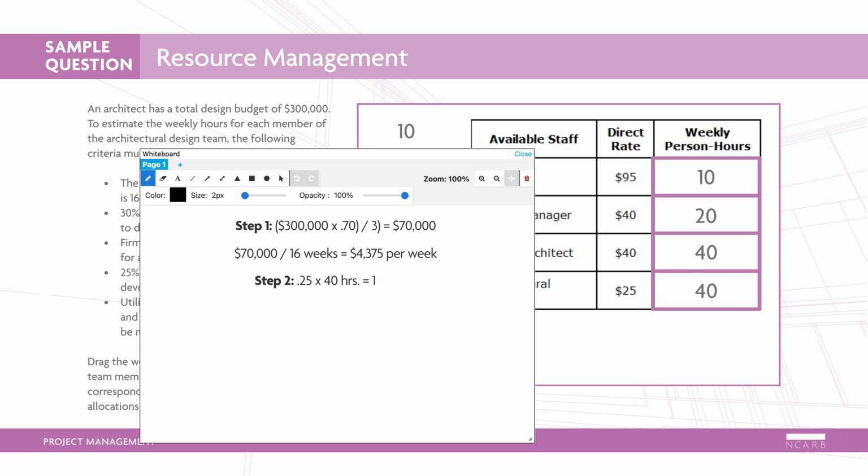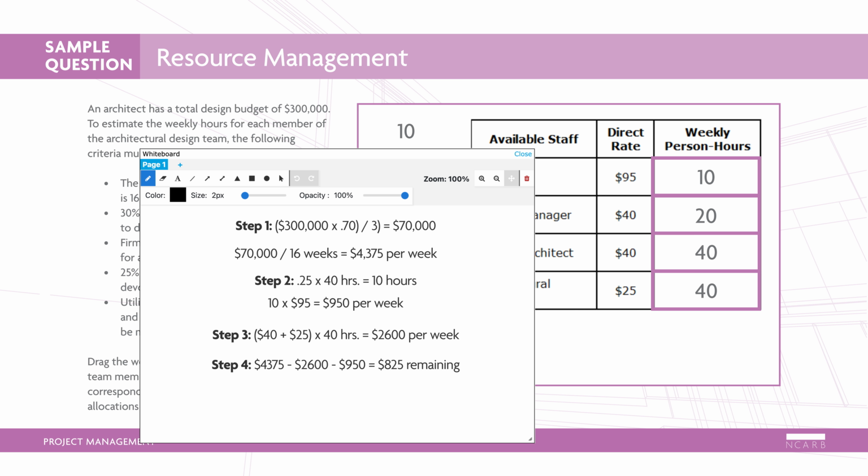Allocate the principal's weekly hours to the project. The utilization rates of both the project architect and the architectural designer are to be maximized, meaning each of the project team members will allocate 40 hours per week on the project. This will provide you the remaining weekly budget to allocate to the project manager. Divide the $825 remaining by the project manager's rate. This is an AE level item because it requires the evaluation of the design budget, the allocations for consultants, and the company multiplier in order to determine the appropriate number of hours for design team members.